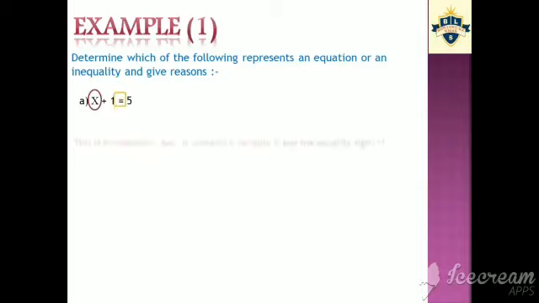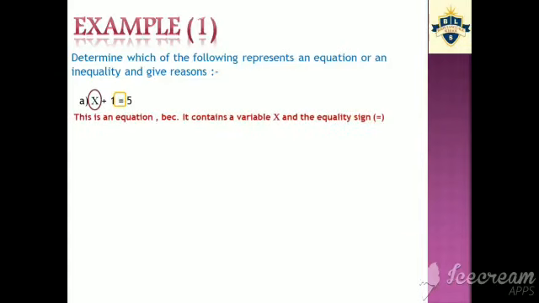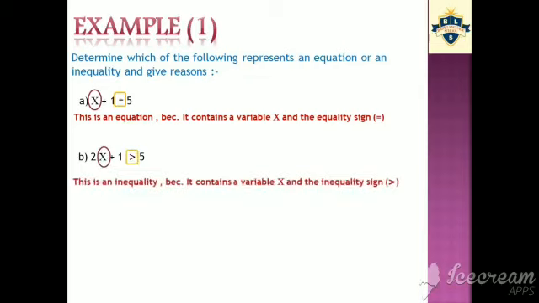So this is an equation. Write this. This is an equation because it contains a variable x and the equality sign. Letter B, if we have 2x plus 1 more than 5, what is this, equation or an inequality? I heard you say inequality. Yes. Why? Because we have a variable x and the sign of more than, so this is inequality. Write this. This is an inequality because it has a variable x and the inequality sign more than.